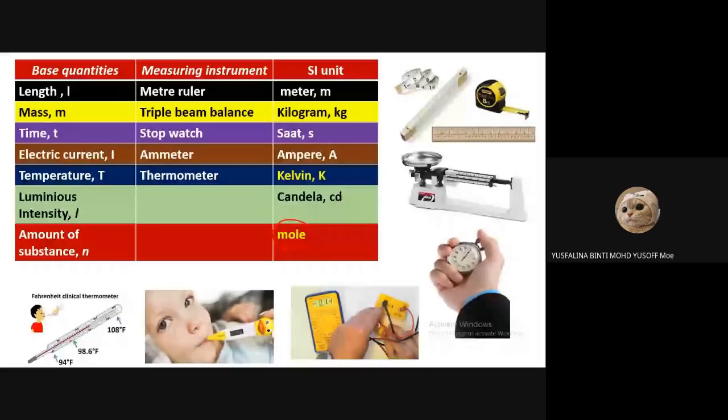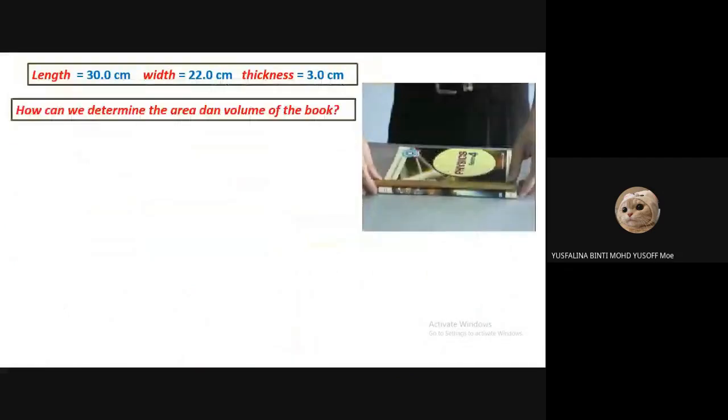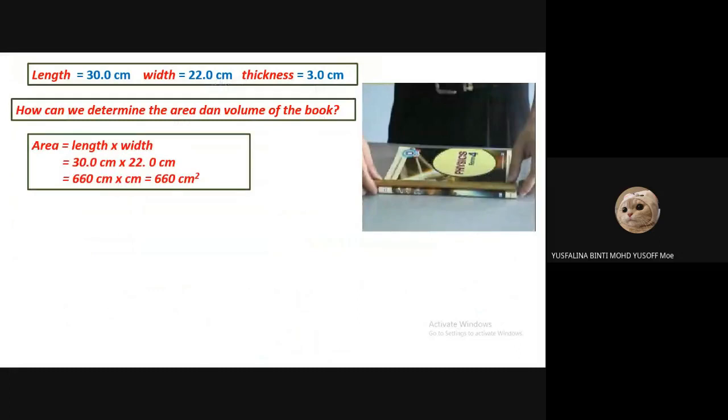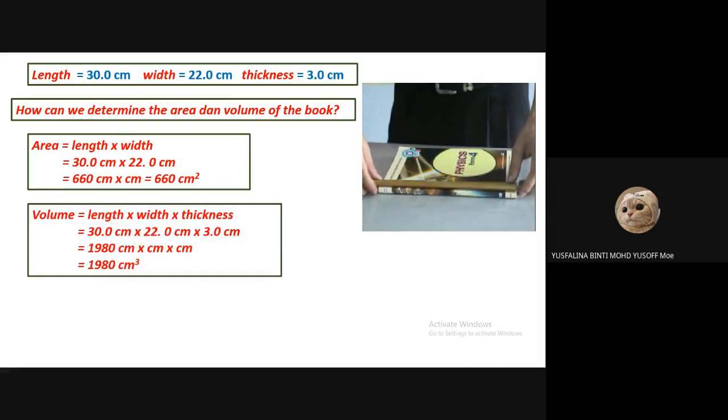This is actually the apparatus that we use to measure. For this one, this is how you can determine the area and the volume. I think you already know the area is length times width, and the volume is length times width times the height of the object. So this one I may not explain. I already explained that area and volume are derived because they use multiplication.